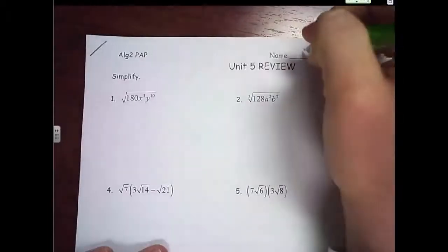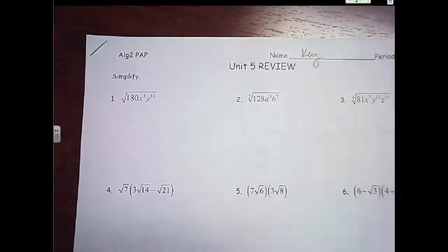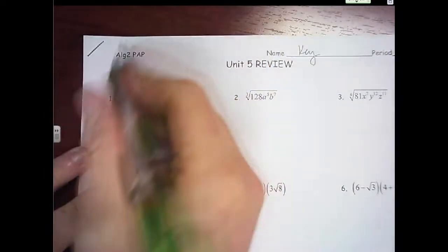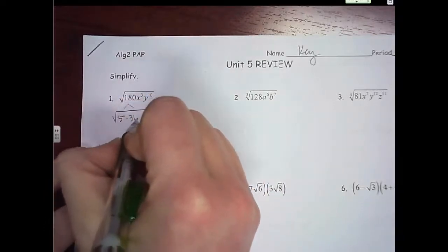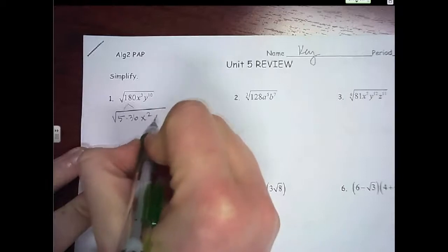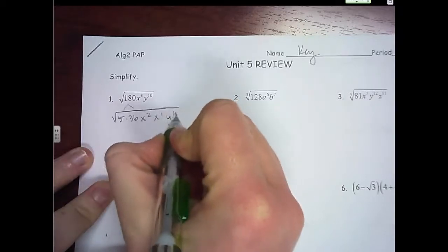Okay, guys. Unit 5 review. All right, so simplifying radicals. Most of you guys are getting pretty good at this, so I'm going to break up 180 into, let's see, I'll do 5 times 36. I'm going to split my x's, and I don't have to do anything with my y's.